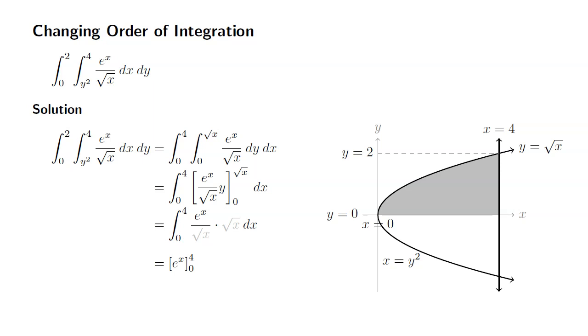And then if you find an antiderivative of e to the x, we get e to the x. x goes from 0 to 4. Plug in 4, you get e to the 4th power, minus plug in 0, e to the 0 is 1. So we have e to the 4th power minus 1. Therefore, the value of this double integral is e to the 4 minus 1. That's it. I hope that this was clear.